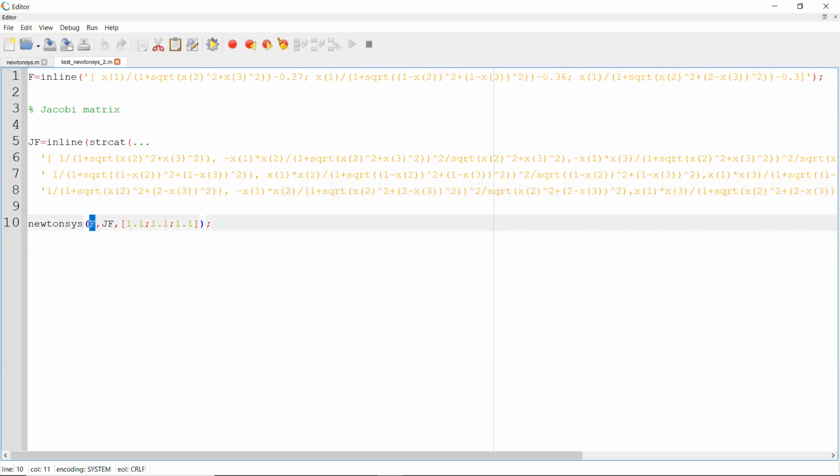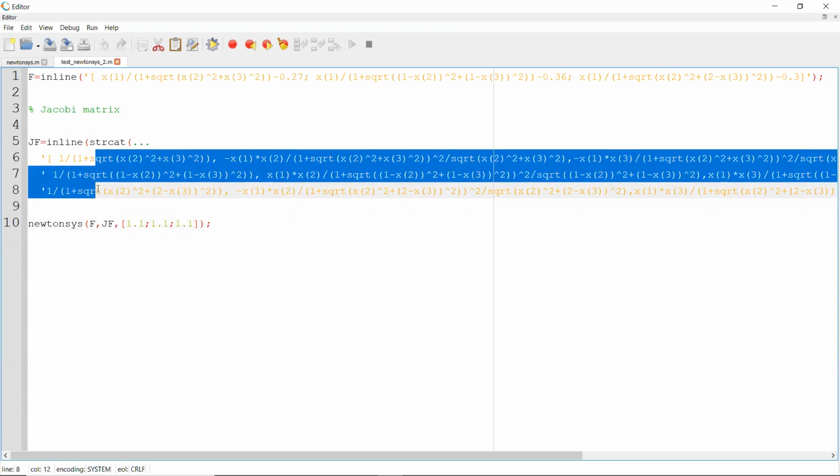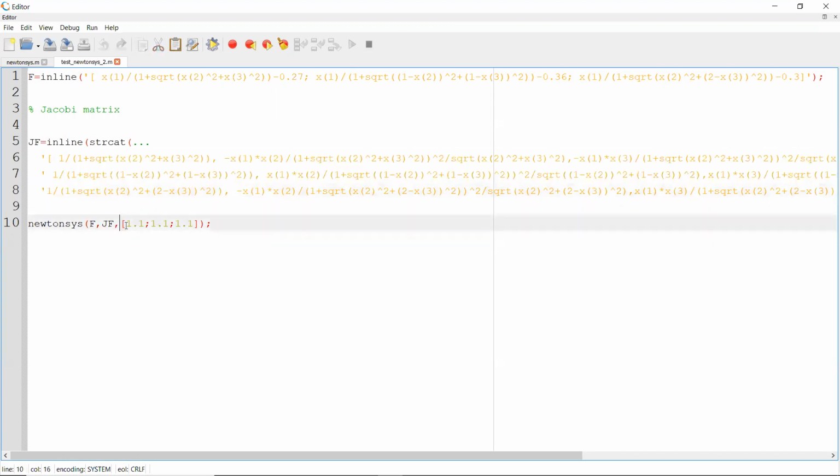And then I call Newton system. So f will be our function. Jacobian of f will be this Jacobian function, and this is the initial approximation. So I put 1.1, 1.1, 1.1. So alpha, A and B. I just put 1.1 for each of them. And I will run this example.